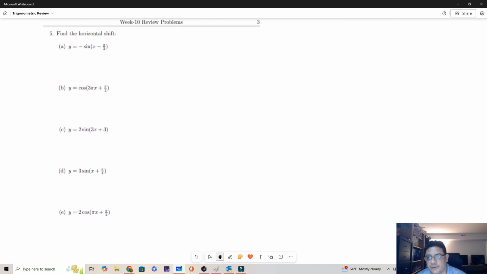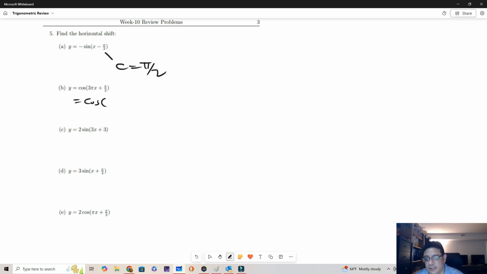Now let's go to question 5, and in question 5 here we're going to talk about horizontal shifts. So sometimes it's evident. In this case, for example, the horizontal shift is just pi half. You can see here that it is x minus pi half, so that's the horizontal shift. In this case, it's not that obvious, and we actually need to factor out some numbers.